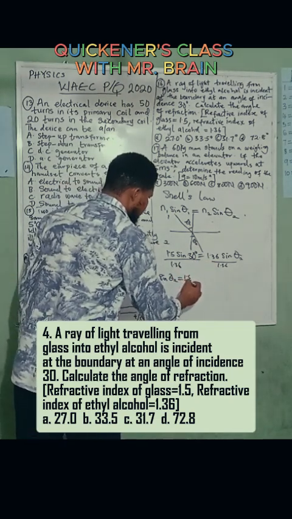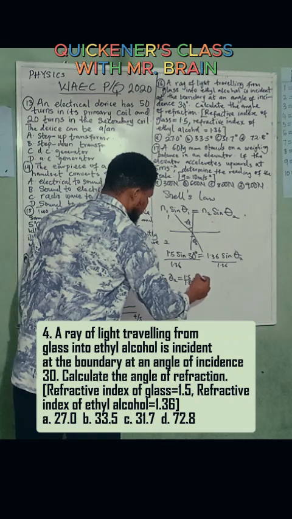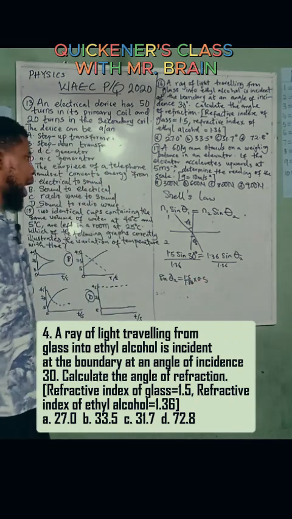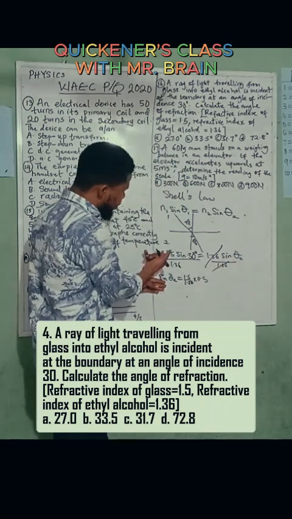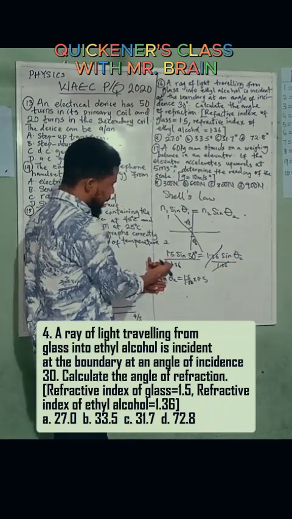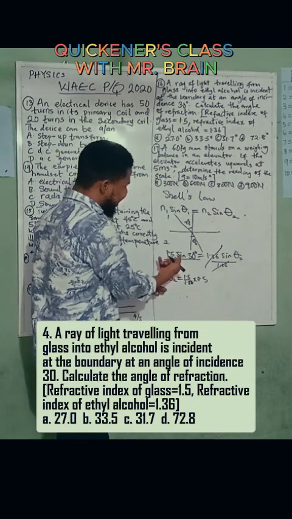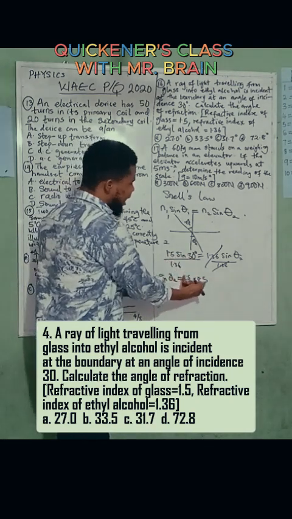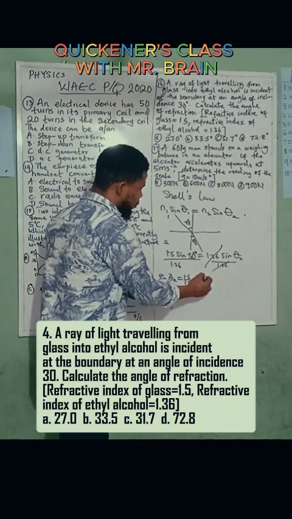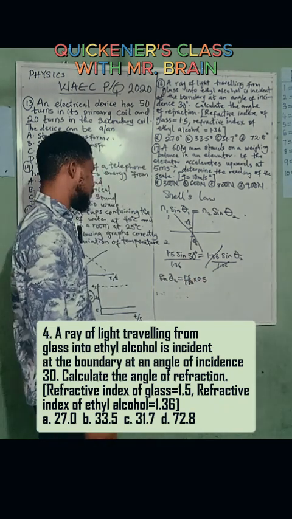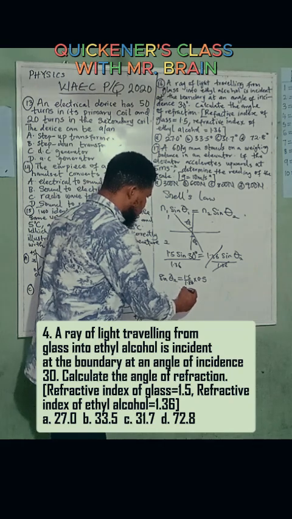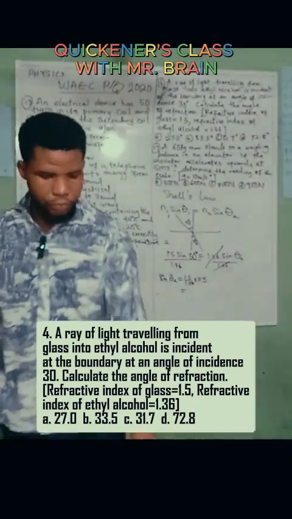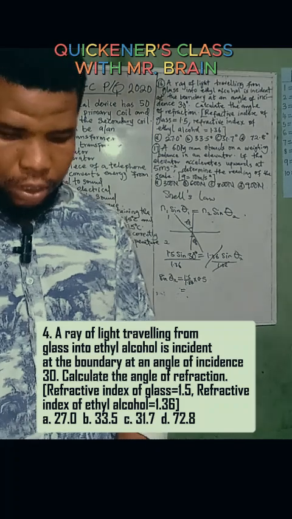So 1.5 times 0.5 divided by 1.36. Sine 30 is 0.5. I hope you understand it. This one I've already cancelled, so this is all we have remaining. 1.5 divided by 1.36 times sine 30 degrees, which is 0.5, okay? That is the value. So let's press our calculator. What do we have from this?